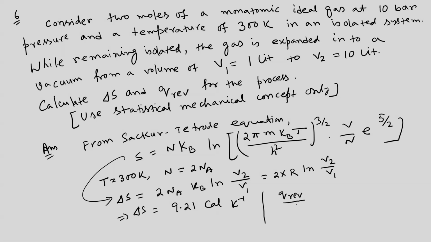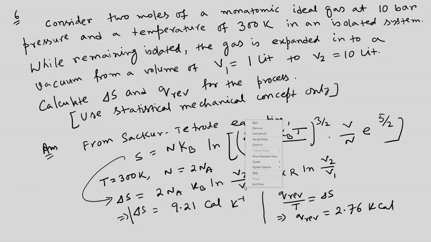Once we get delta S, we can easily calculate Q reversible, because Q reversible by T gives us delta S, and temperature is given 300 Kelvin. So, Q reversible is 2.76 kilocalorie. So, this is very simple problem, but it uses the Sackur-Tetrode equation.